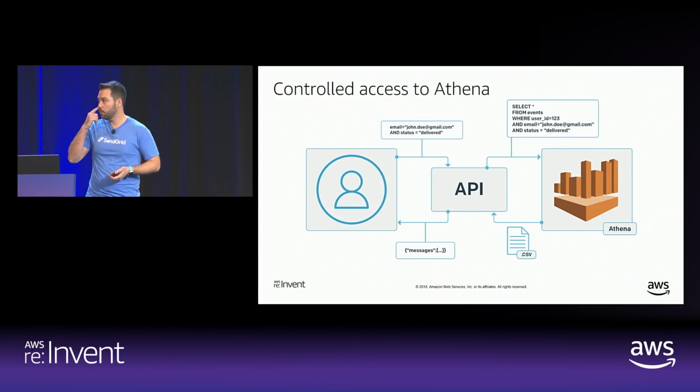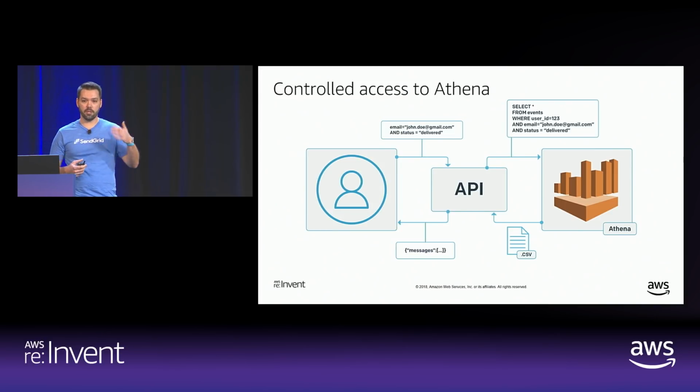So this architecture worked pretty well. But as we got deeper and deeper into the beta, as time went on, we noticed that our queries were beginning to slow down. And we were kind of wondering, what's going on?